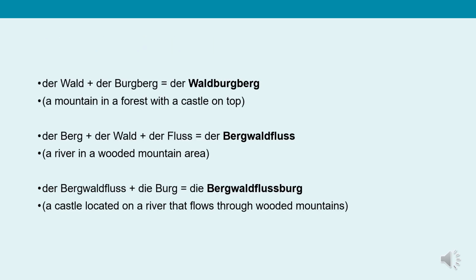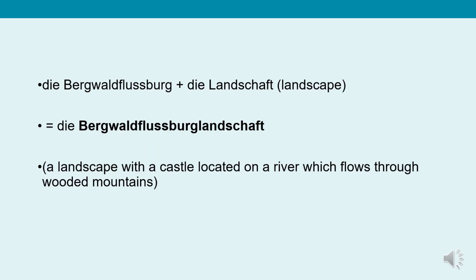Here are a few more outlandish combinations. They are not part of everyday speech, but they're possible and completely understandable. For instance, Waldburgberg, that's a mountain in a forest with a castle on top. Or a Bergwaldfluss, that's a river through wooded mountains. And finally, Bergwaldflussburg, that's a castle on a river that flows through wooded mountains. I suppose you get the idea. And you could continue the game.